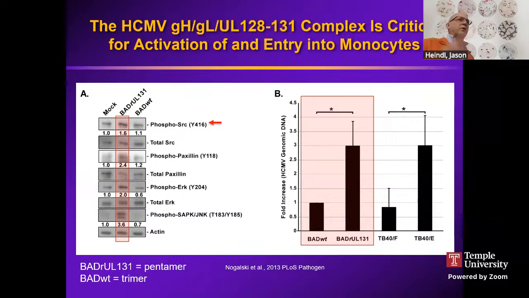Paxillin, it's a regulatory element associated with cytoskeletal manipulation as well as activation of the cell. Again, much higher. ERK, a MAP kinase, a signaling molecule, high, and even in this case lower. Another MAP kinase, very high, low. So what we learned was, this thing signals if you have the pentamer, at least in monocytes. If you don't, it doesn't signal.